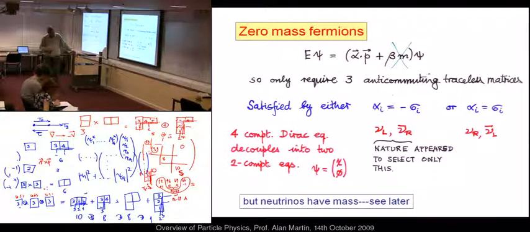For a long time it was thought neutrinos were massless, but neutrinos have mass, as we'll see later. So this simple picture is going to be a bit clouded. But this is all right. You can see particle physics has got lots of twists in it. This is the puzzle: why is nature selecting only half? When you look in the mirror, there's nothing there, as it were.